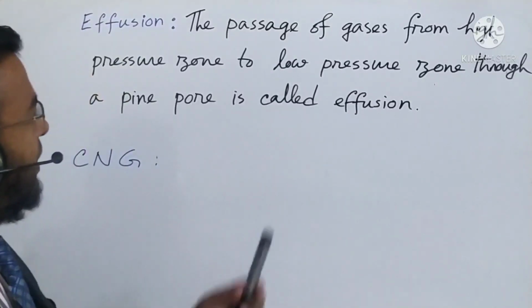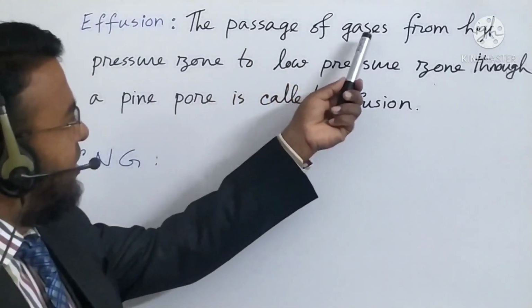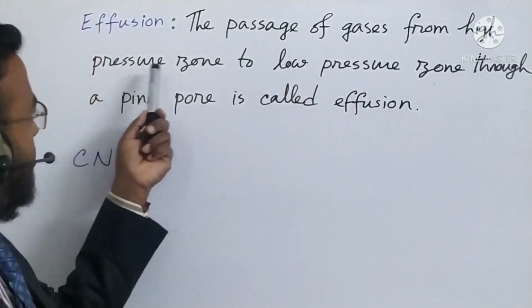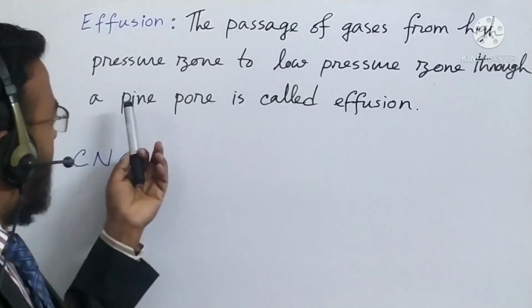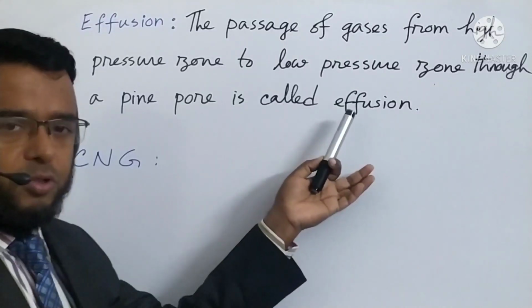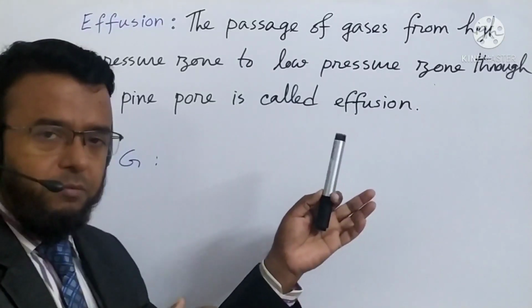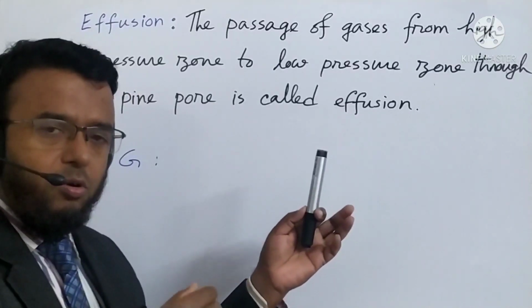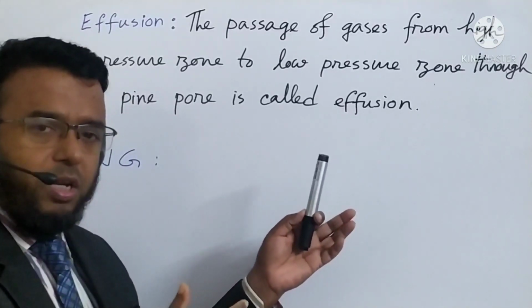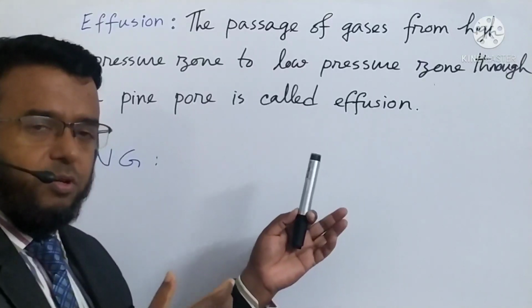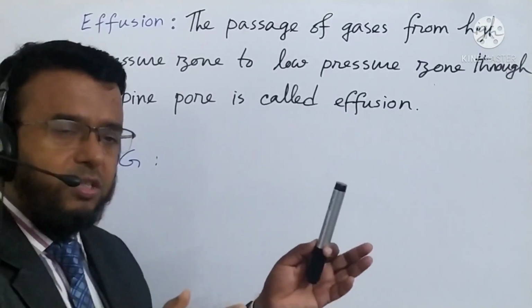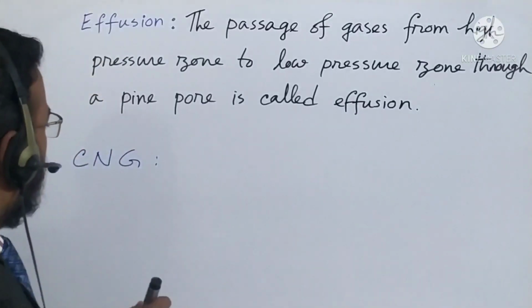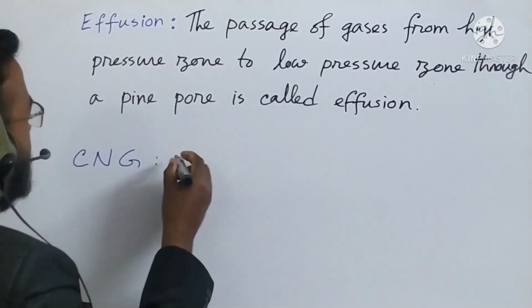Everybody see that it is actually the passage of gases from high pressure zone to low pressure zone through a fine pore, called effusion. For example, if we take a balloon and make a fine pore, then all the air from the balloon will come out with pressure from the high pressure zone to low pressure zone. So this is effusion.